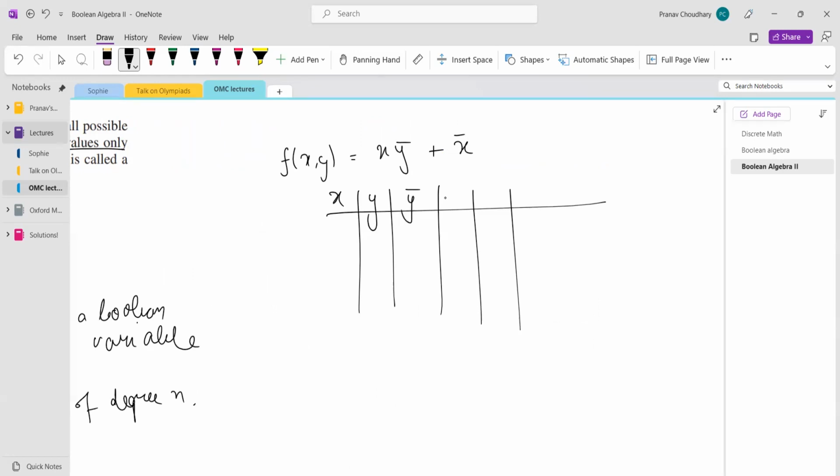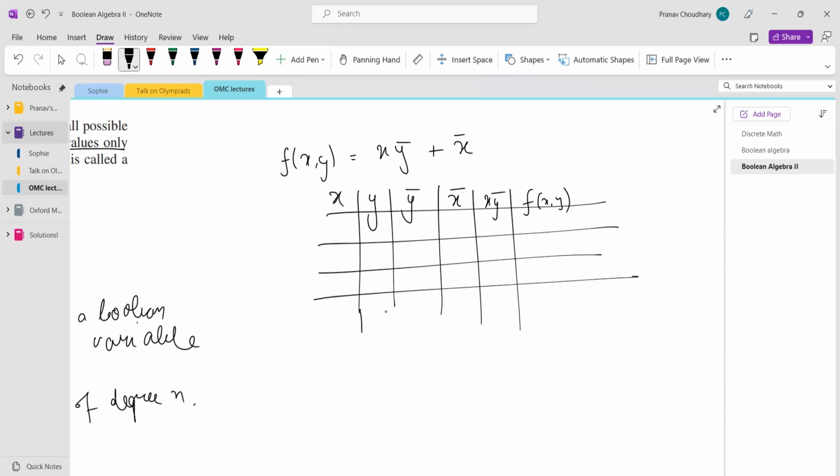x, y conjugate, x conjugate, xy conjugate, and then you'll have f of x comma y. Okay. 1100 0011 010 0101. xy conjugate. Oh, sorry, this is product. So 0 1 0 0, and then you take addition, 0 1 1 1. So this is a valid function, right? Like it is in 2 degrees. Okay.